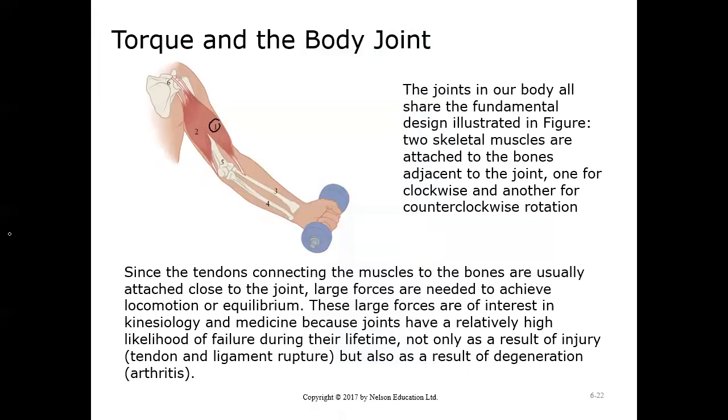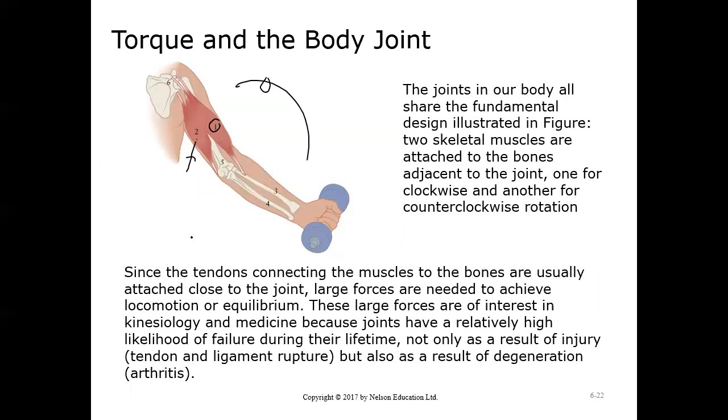So I think the bicep here, this is the tricep here. The bicep will rotate counterclockwise, and the tricep will do the clockwise rotation, depending on how you are looking at it for this figure. Since the tendons connecting the muscles to the bone are usually attached close to the joint, large forces are needed to achieve locomotion or equilibrium.